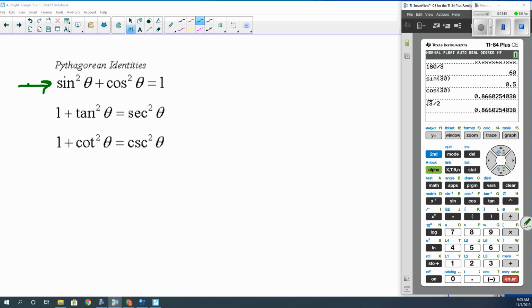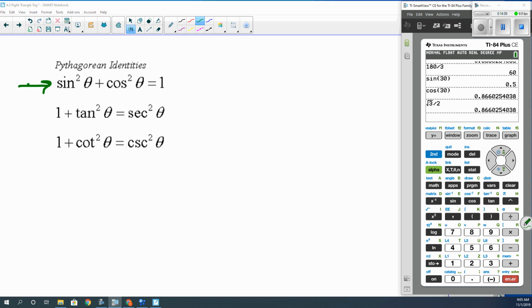So if I wanted to know tangent of 30 degrees, it should be the sine answer divided by the cosine answer, 1/2 divided by √3/2. That would be the same as tangent of 30 in the calculator.